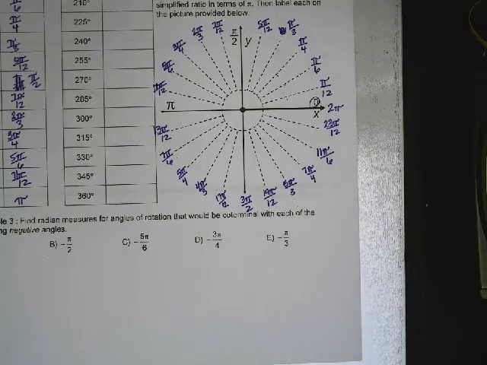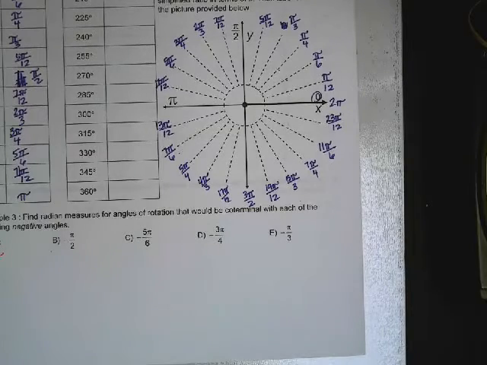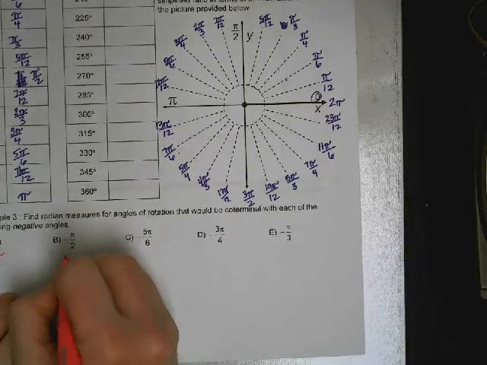This is negative pi. This is positive pi. So what's coterminal with negative pi? Positive pi. Yes. Good job. All right, so negative half pi. Well, positive half pi is this. So negative half pi is that. So what is it coterminal with? 3 pi over 2, or 3/2 pi.